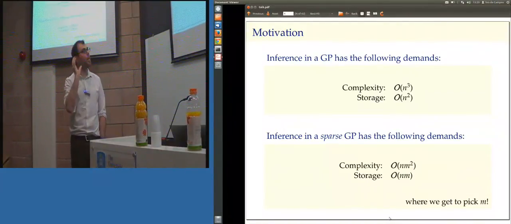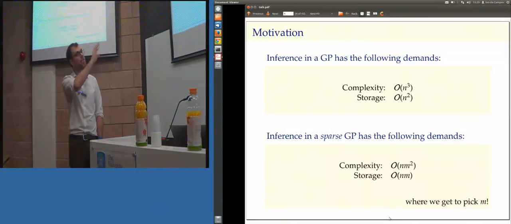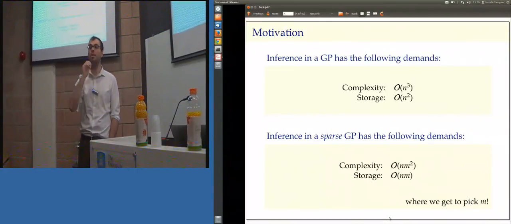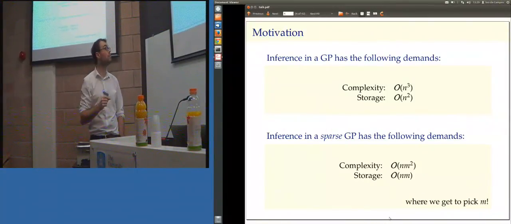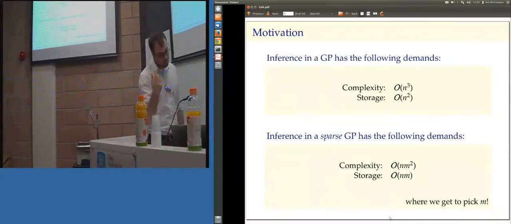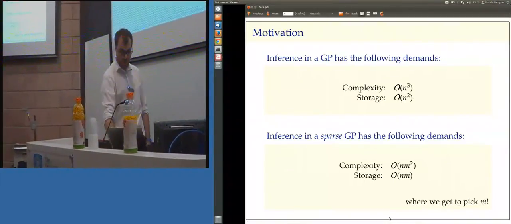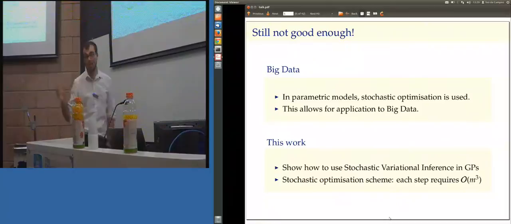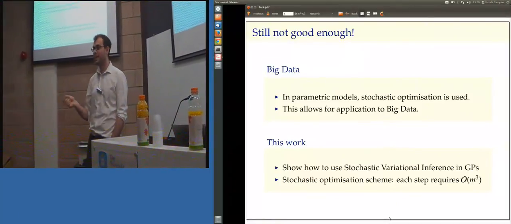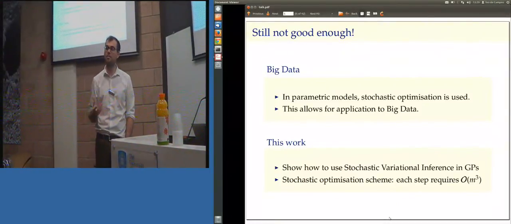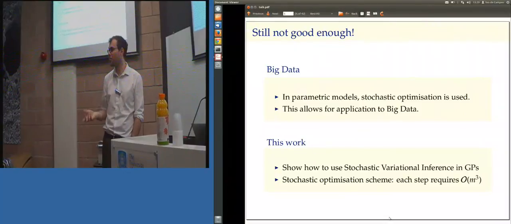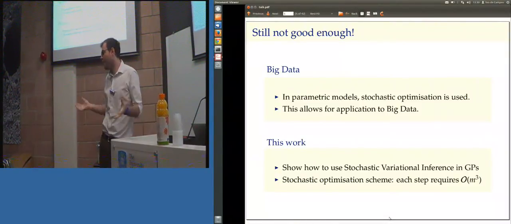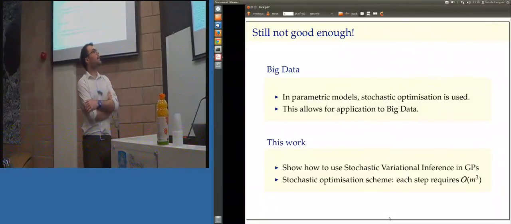So the memory is a big issue, and a lot of these things attack the computational complexity perhaps more than they attack the memory. And the point of my talk is they've done all this work on sparse GPs, lots of people have contributed, and it's just not good enough for big data. That's not enough of a reduction in computational complexity or memory storage in order to make it applicable to really large amounts of data. So what are we going to do about it?